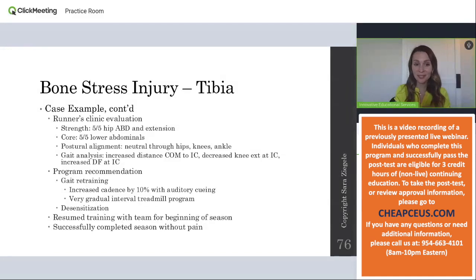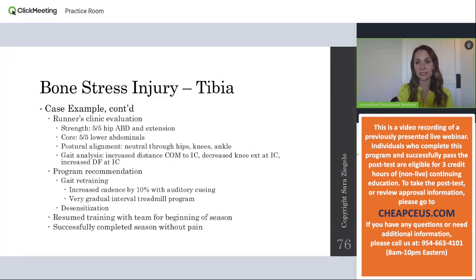She had a 5 out of 5 in hip abduction and extension, which I think we all know is pretty rare to come across, like a true 5 out of 5 hip abduction and 5 out of 5 lower abdominal strength. So this runner really had been compliant with her program and really worked hard over the year and a half leading up to when she saw us. Posturally, she really didn't have any deviations we could point to. She was neutral through her hips, knees, and ankles.